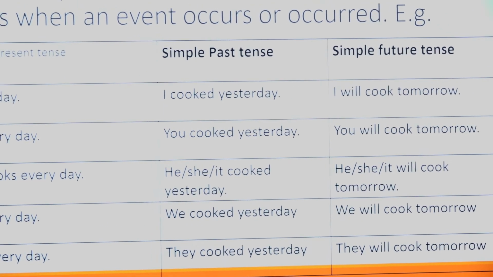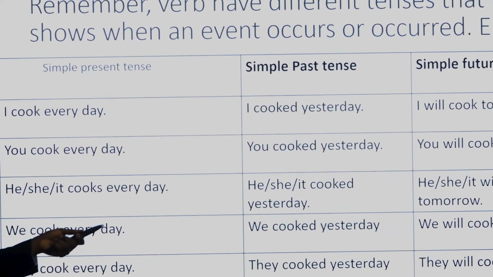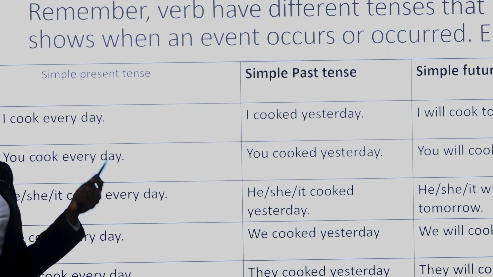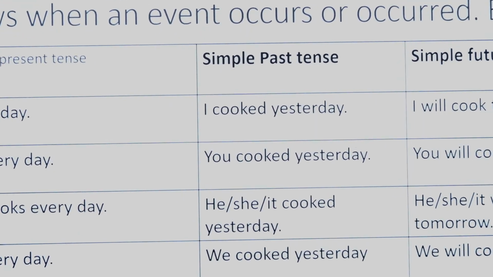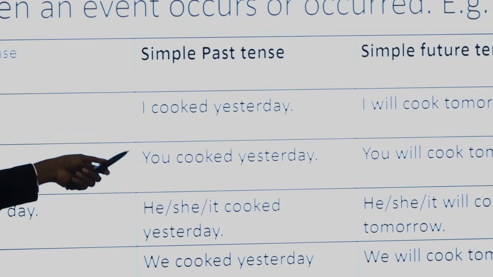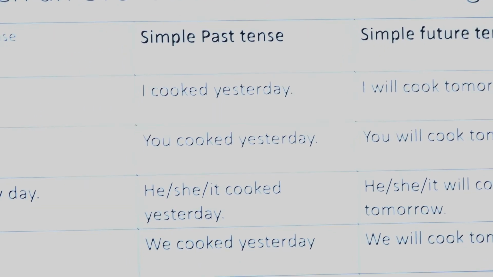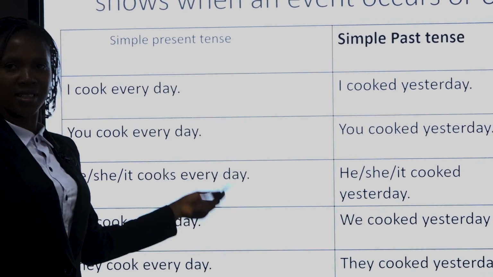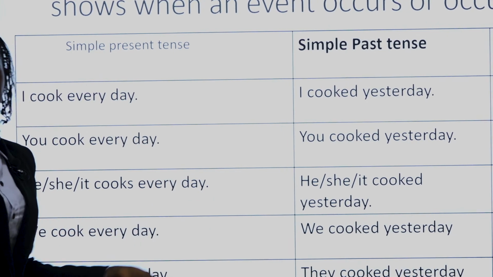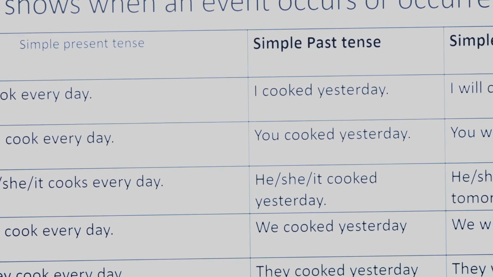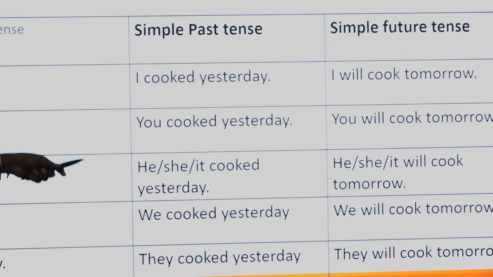He, she, it cooks every day, because it's talking about one person. That's why for the verb there we use cooks. He, she, it cooked yesterday. In simple future tense, he, she, it will cook tomorrow. We cook every day. That is simple present tense. We cooked yesterday. Simple past tense. We will cook tomorrow. Simple future tense.